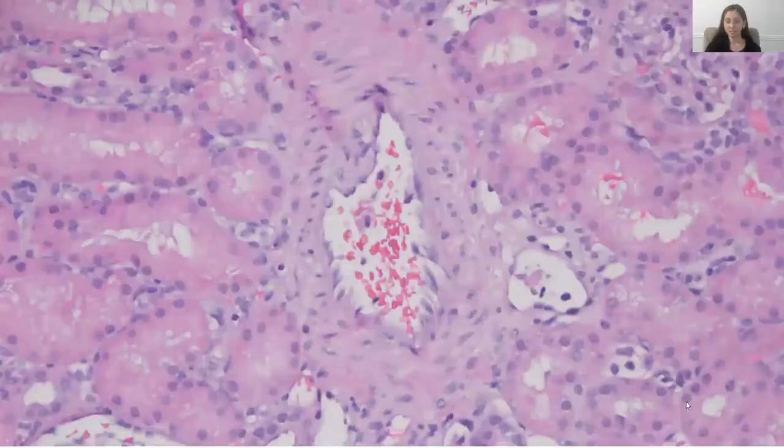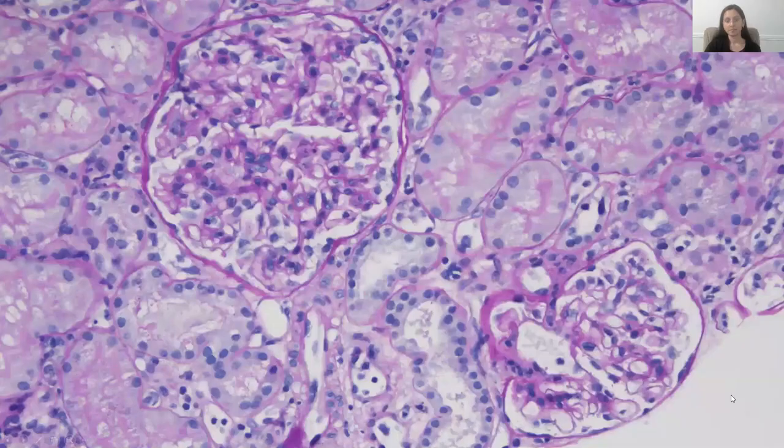Here we have an artery. It looks really good. She does not have any endothelialitis, which she had last time. Here we have a couple of glomeruli. One of the glomeruli is showing mild glomerulitis.